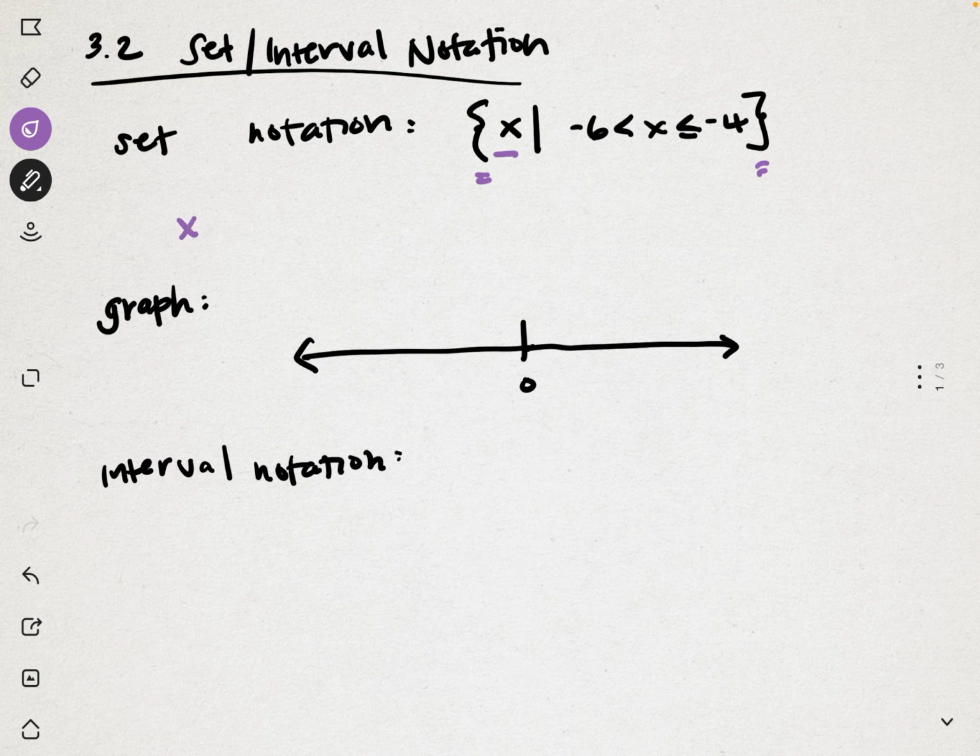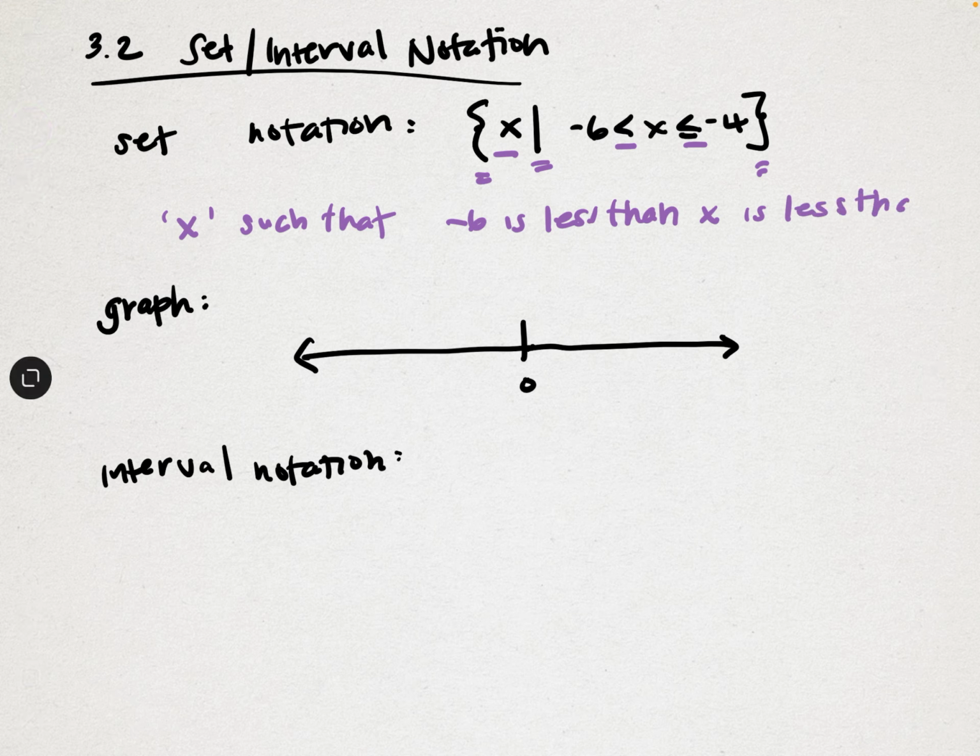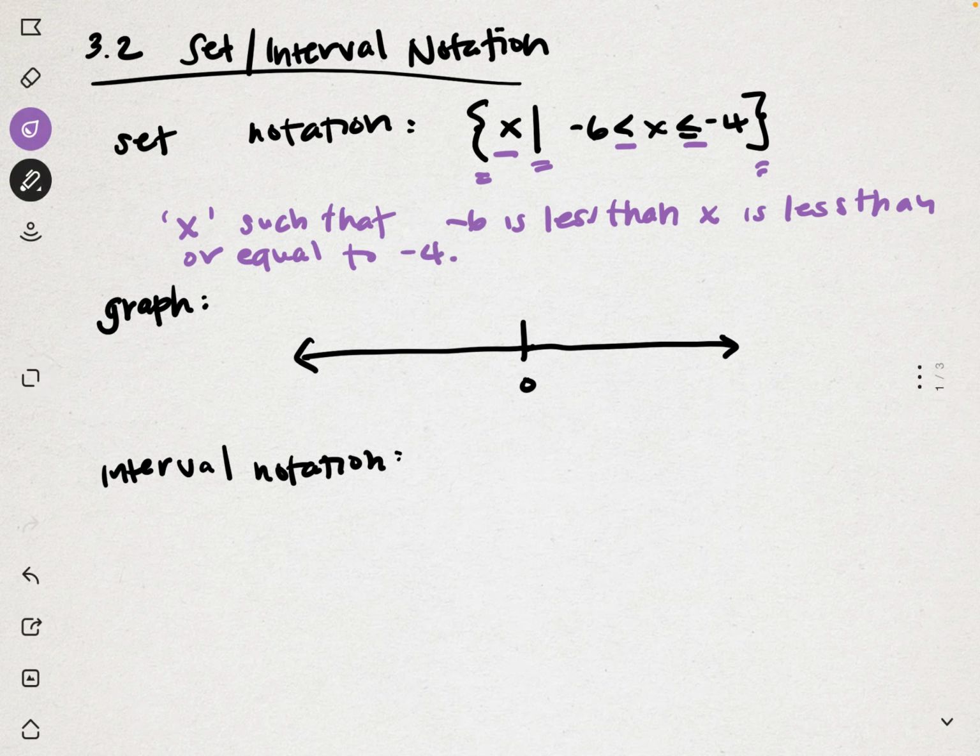So x, this line says such that, and then we see -6 is less than x, and then is less than or equal to -4. Okay, so this line here says such that, and the rest is pretty straightforward.